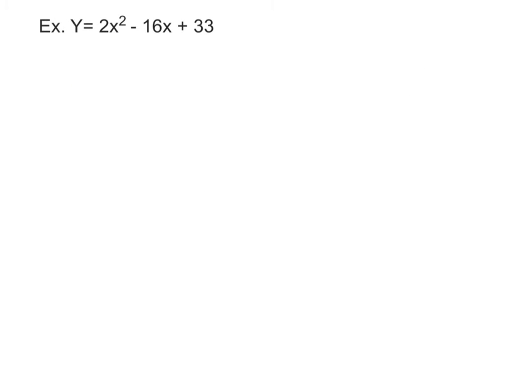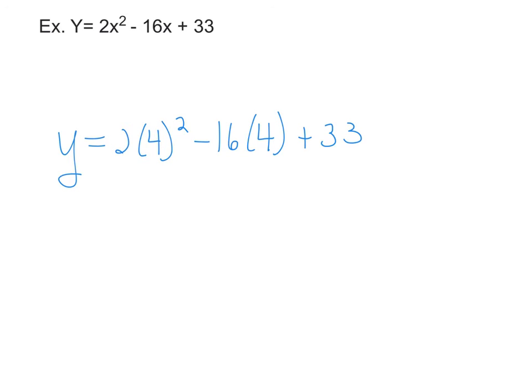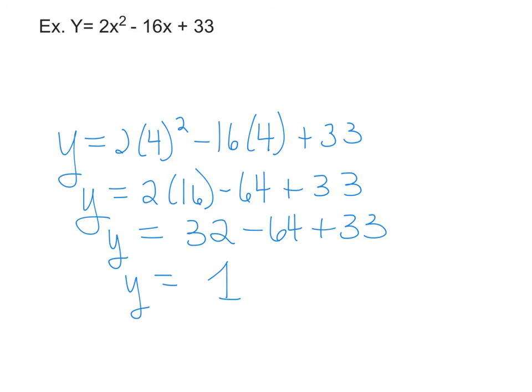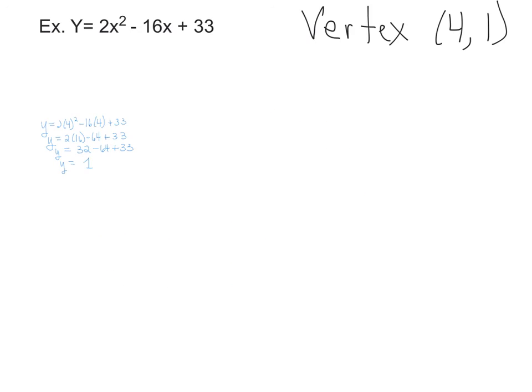Okay, so my first step is still going to be the same. I'm finding my vertex, so I'm going to be using those equations. I have h equals -b over 2a, and I start plugging things in. Notice my b value was -16, so when I plugged it in there, I got 16 over 4, which gave me 4. Now I'm going to find the y part of my vertex. So the y part of my vertex is 1. So my vertex is (4, 1).